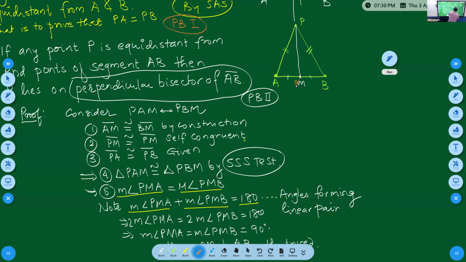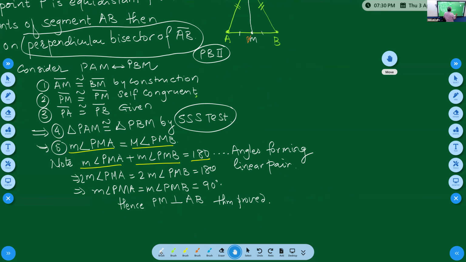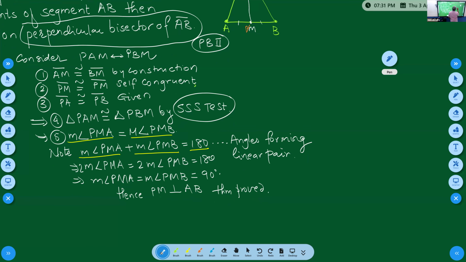Okay. So let me keep this on board and create one application so that you can start thinking. The application is: all three perpendicular bisectors of the sides of a triangle are concurrent.